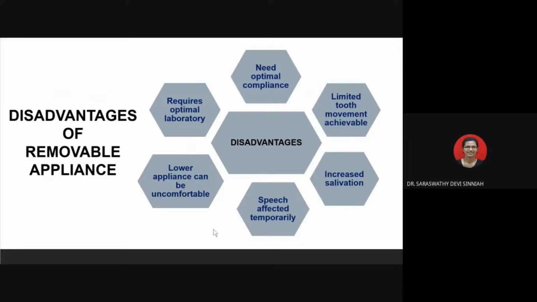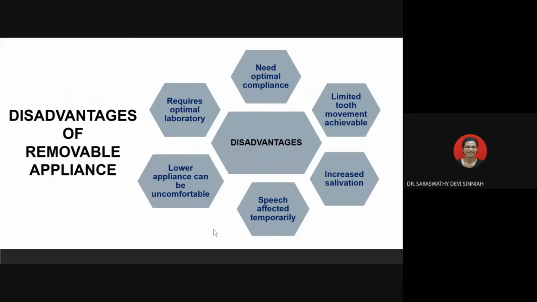At the initial stage of wearing the appliance, there will be increased saliva production as a normal body response, and the speech may also be affected initially. This may cause discomfort and demotivate the patient to wear the appliance. However, these disadvantages are only temporary. The lower appliance is difficult to tolerate due to the tongue mainly, which easily dislodges the appliance. So this requires adequate retention components and well-planned design.